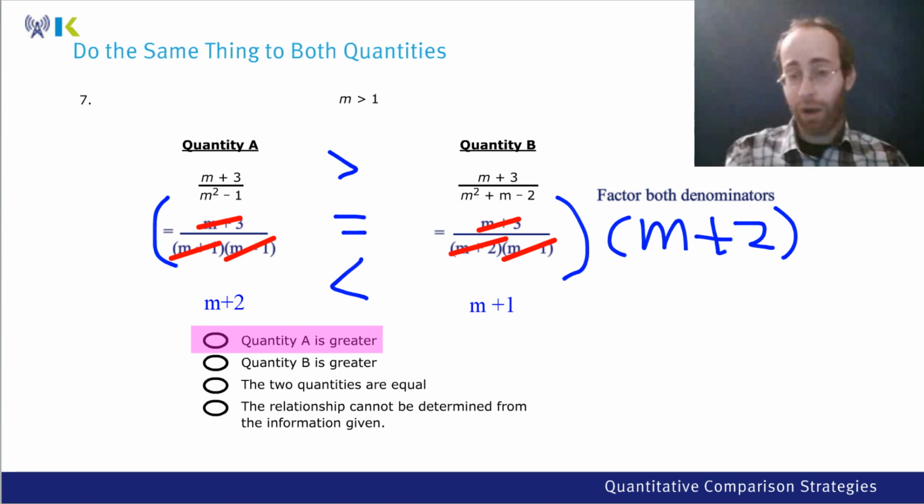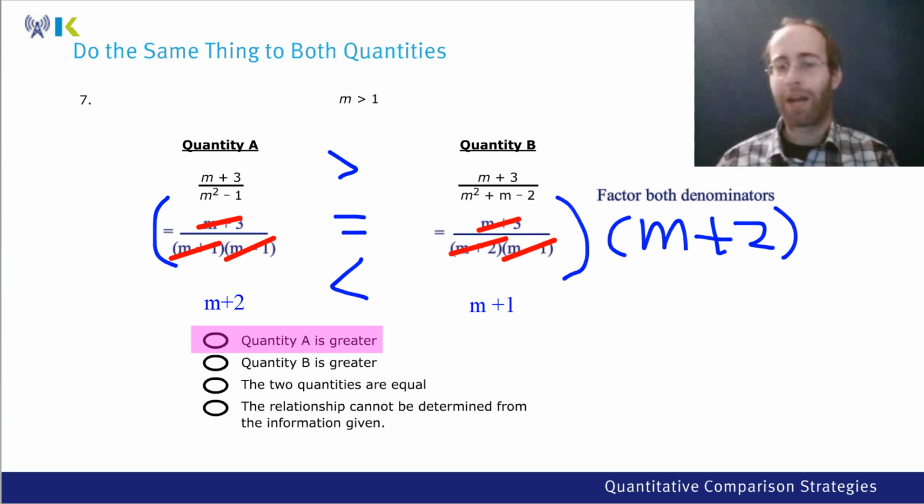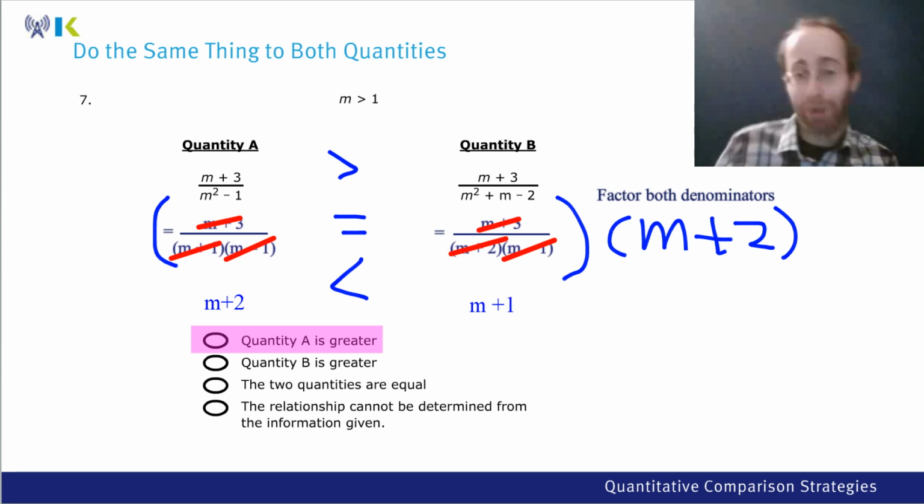Just like in an inequality, if you multiply or divide both sides by a negative number, the sign flips. You cannot multiply both sides of a quantitative comparison by a negative number because you don't know what the sign is originally, so you don't know what to flip it to. So when you're multiplying or dividing, it's got to be positive. Keep that in mind as you try this next question entirely on your own.